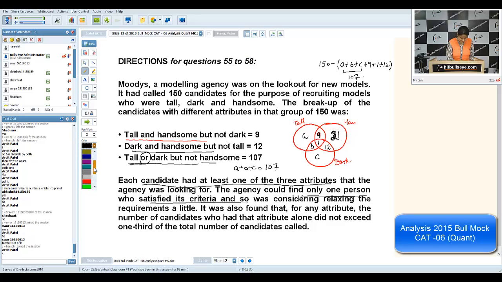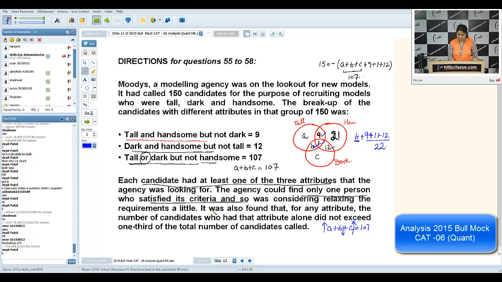We want to minimize something. What is that? That is at least 2 of the 3 attributes. It means these 4 things: 9 plus 1 plus 12 plus B, sorry. We want to minimize this expression. These are the constant values, so I cannot minimize this. But this is a variable value, B. We can minimize this. Now, A plus B plus C should be equal to 107. If we want to minimize B, we will maximize A and C.